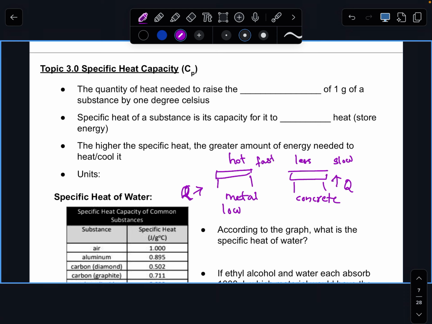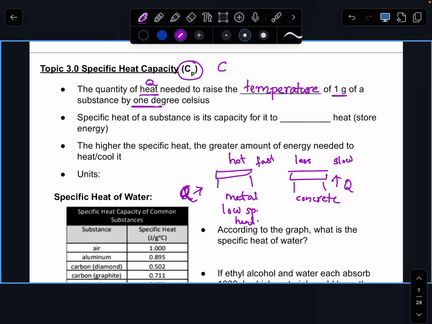The reason: metal has low specific heat capacity. That means they need only a little bit of heat to change the temperature compared to concrete. So that is called specific heat capacity. The quantity of heat, heat is Q, needed to raise the temperature of that substance. We specify 1 gram of substance raising 1 degree Celsius, how much Q is needed. That Q is called the specific heat capacity.